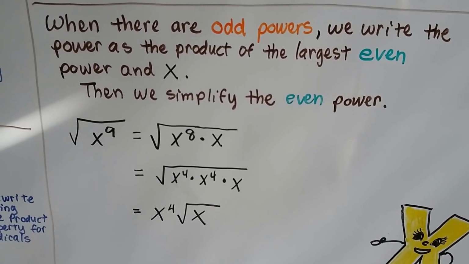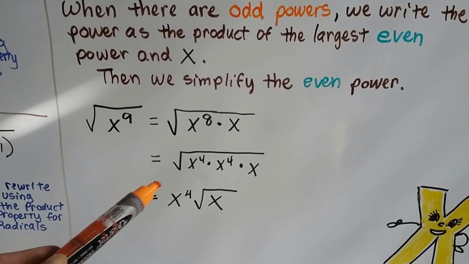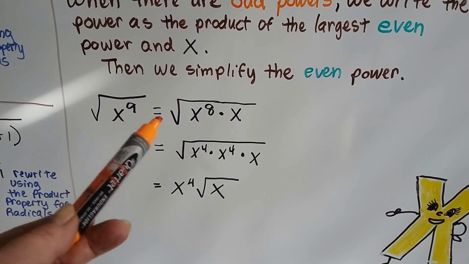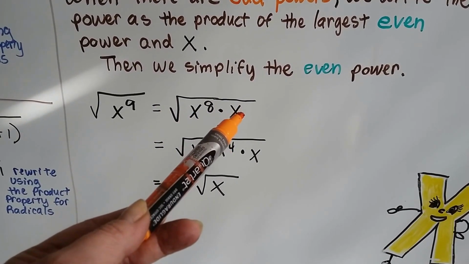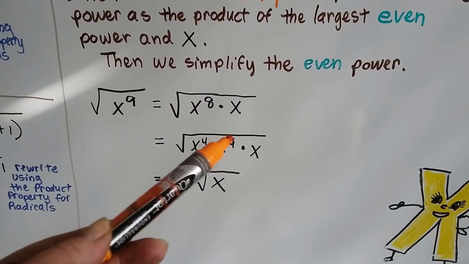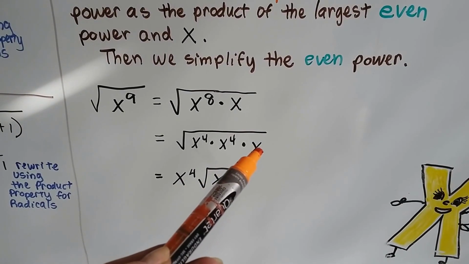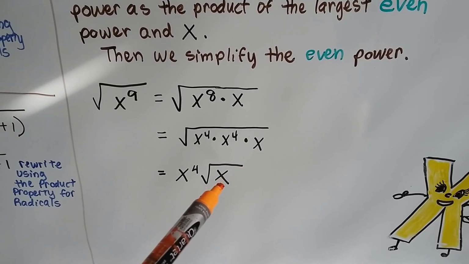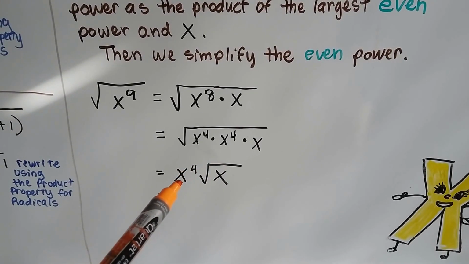When there's odd powers, we write the power as a product of the largest even power and x. And then we simplify the even power. So if we've got the square root of x to the 9th, we pull out the largest even one, 8. That's the largest even one from 9. And we've got the square root of x to the 8th times x, because there's a little invisible 1 there, isn't there? That would give us that 9. Now we can split the 8 up into a 4 and a 4, can't we? And because this x by itself, with no exponent, is not part of a perfect square, it's going to stay inside the radical symbol and the vinculum, and we're going to put the x to the 4th power out in front. See that?